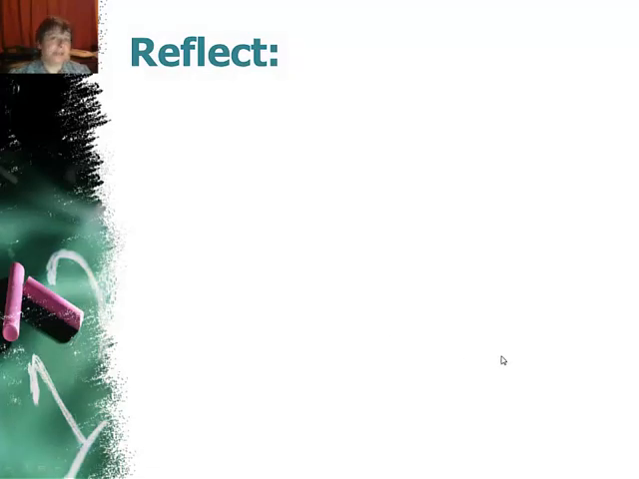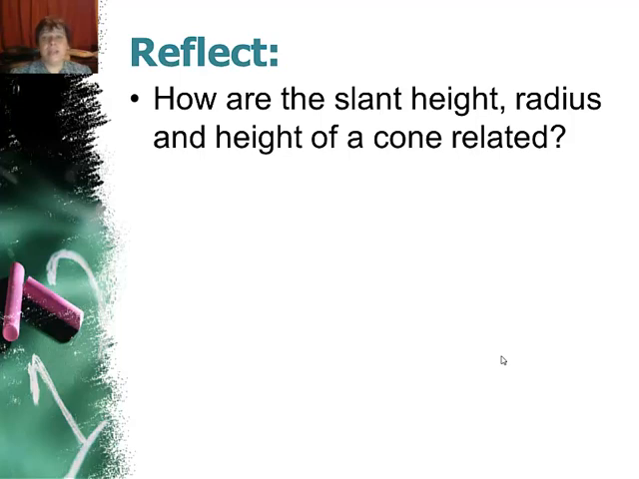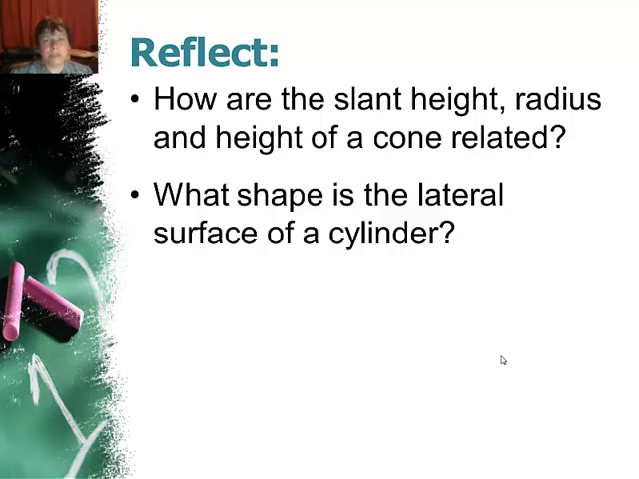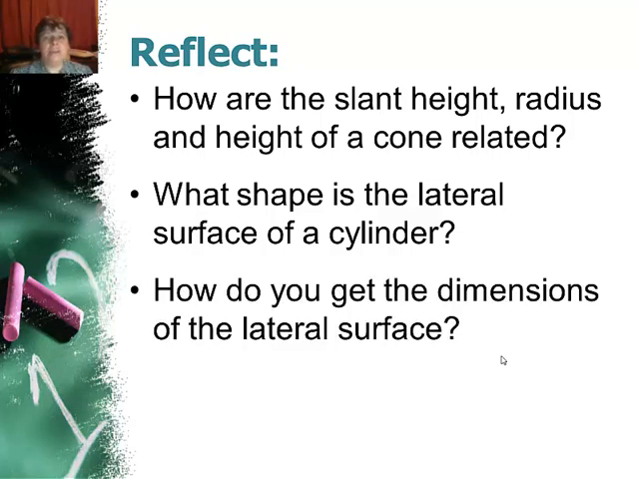So let's reflect on the questions for this section. How are the slant height, radius, and height of a cone related? What shape is the lateral surface of a cylinder? And how do you get the dimensions of the lateral surface? How do you find the area? How do you find the slant height? How do you find the components of it?